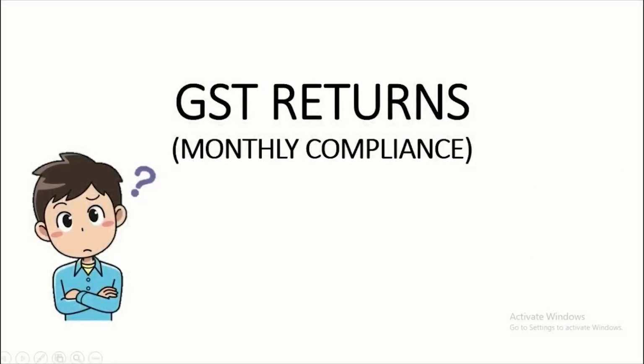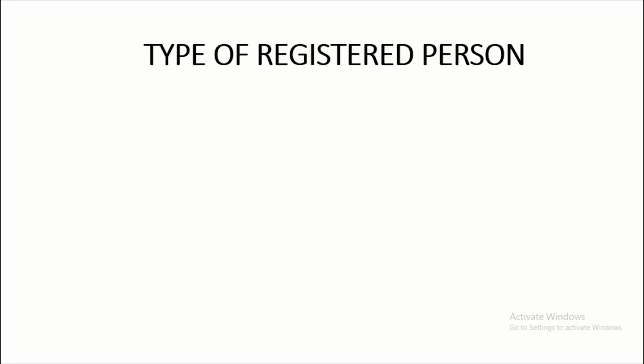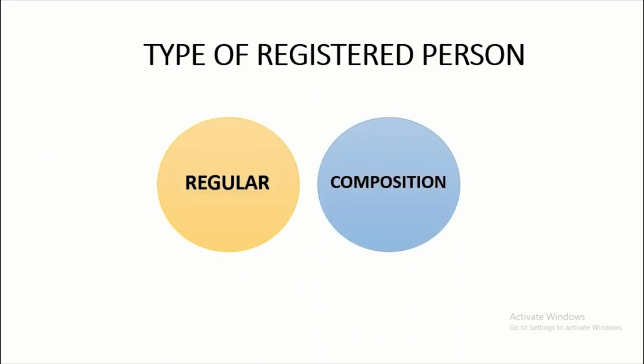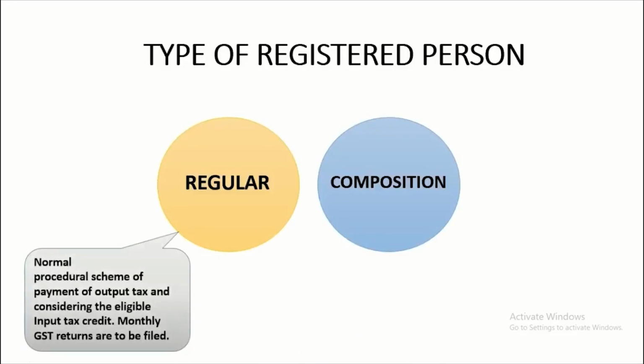GST return is the monthly compliance that every registered person has to comply with. Every person who exceeds the threshold limit has to get registered under the GST Act. The types of registered person considered here are regular and composition. Under the regular scheme, a person can claim GST credit and accordingly adjust it with the outward GST liability.